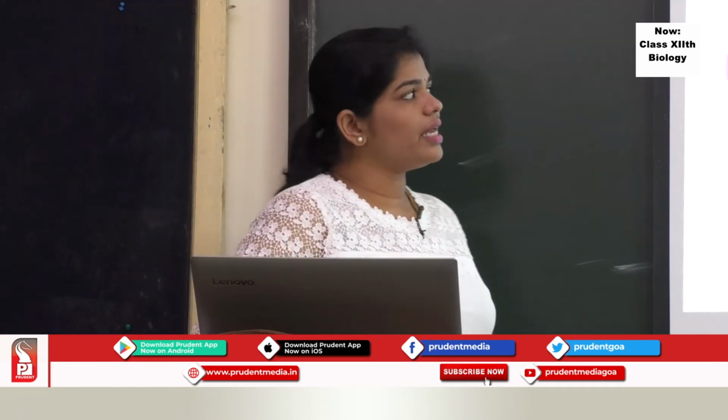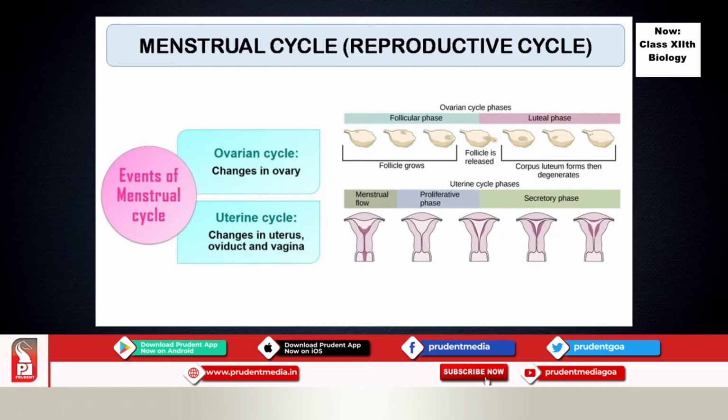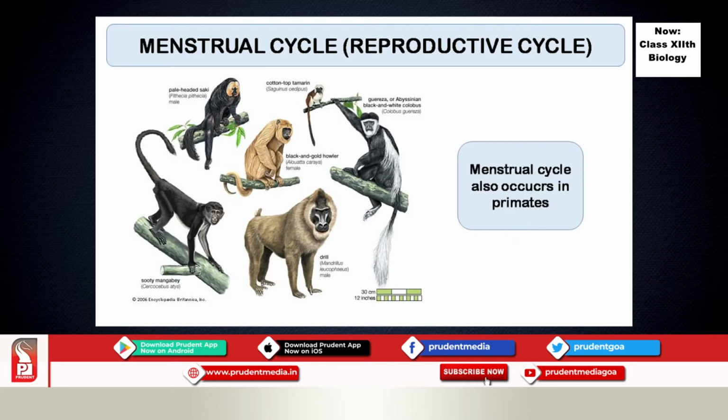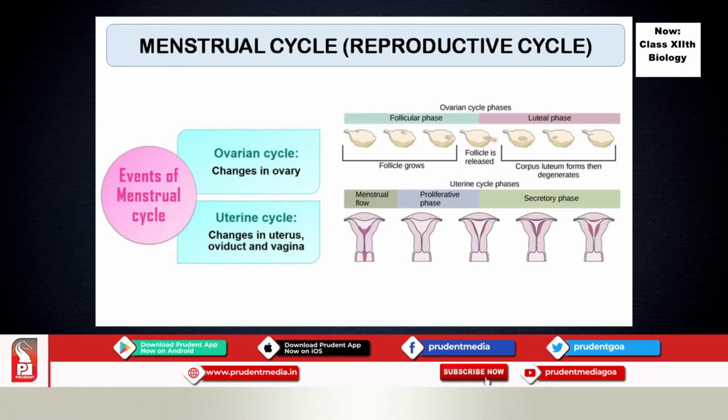Now if you look at the changes taking place in the menstrual cycle, it can be divided into 2 events: the ovarian cycle and the uterine cycle. The ovarian cycle is the changes occurring in the ovary, whereas the uterine cycle is the changes in the uterus.